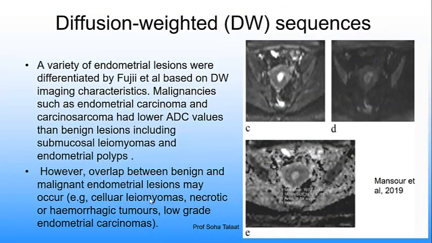What about diffusion weighted sequence? Fujii et al. have studied the endometrial lesions on diffusion weighted image, and found that malignancies such as endometrial carcinoma and carcinosarcoma have lower ADC values than the benign lesions, including the submucosal leiomyomas and the endometrial polyps. However, there is always overlap between benign and malignant lesions because sometimes cellular leiomyoma may cause restriction. Necrotic or hemorrhagic tumors may cause restriction even if not malignant, and low-grade endometrial carcinoma may not be restricted the other way.